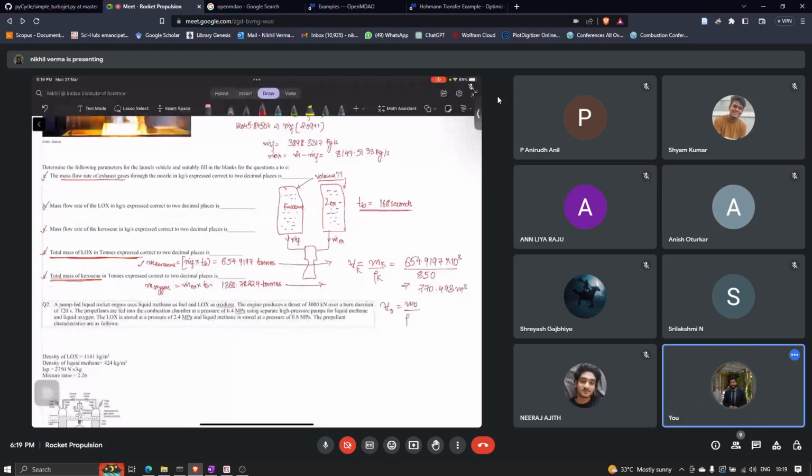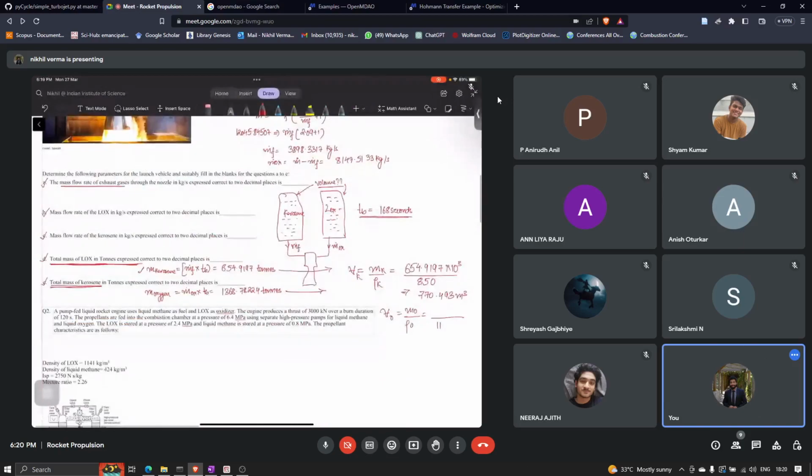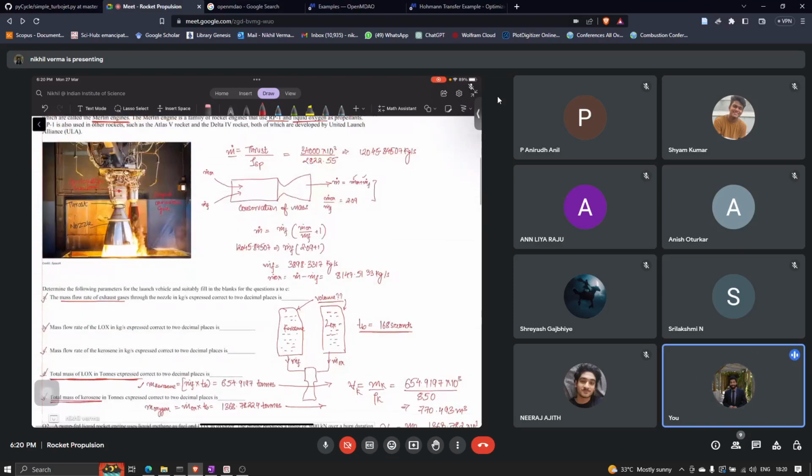So density is 1141, and the mass of the oxygen is 1368.782 into 10 to the power 3. Okay, so you will get the value as 1191.6336 meter cube. Okay, so any problems on this? Any doubts?